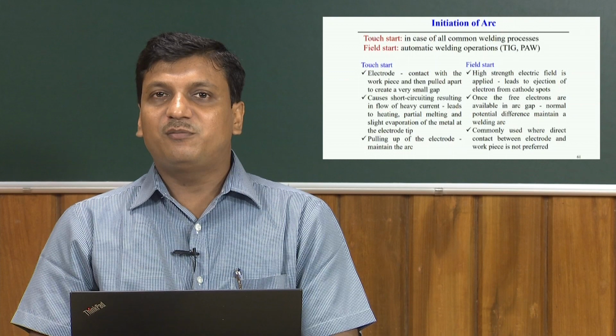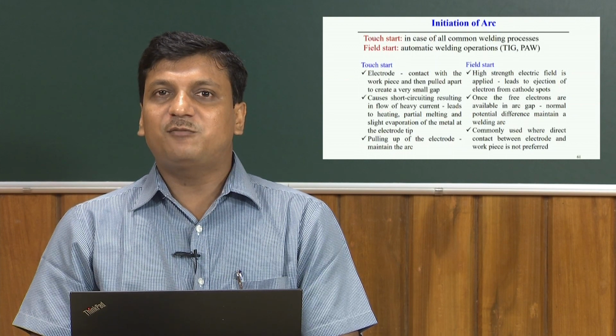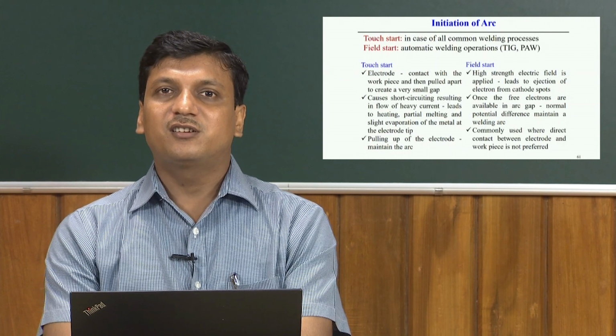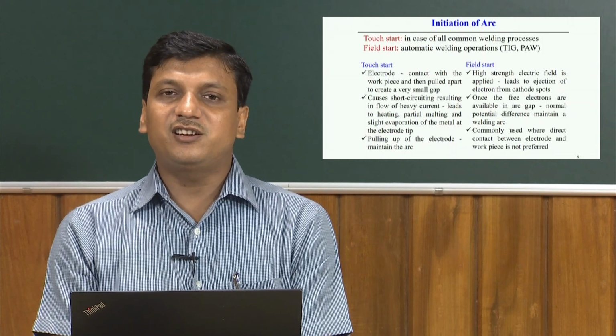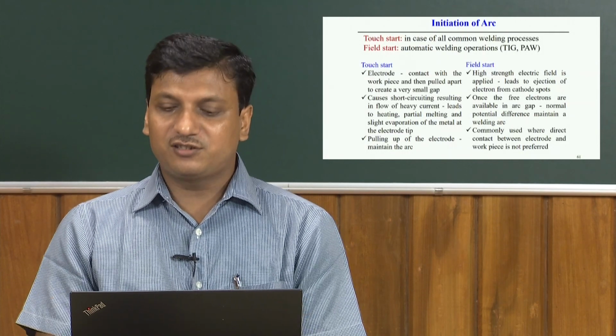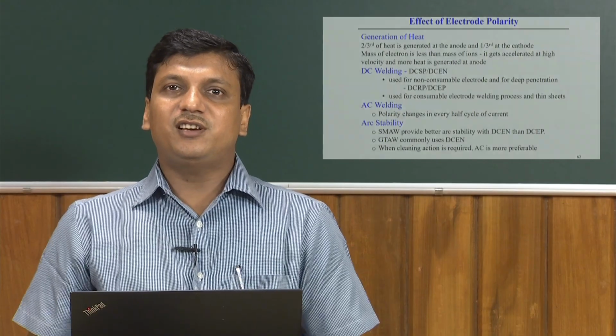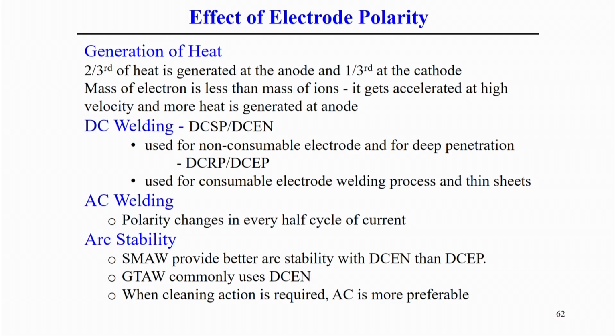So, initially by applying the high strength of the electric field, we start the flow of the current within the circuit itself. That is called the field start. Now, when you use the electrical power source in the arc welding process, we can use either direct current or alternating current. But in direct current there is the question of how to select the polarity of the electrode and the workpiece.